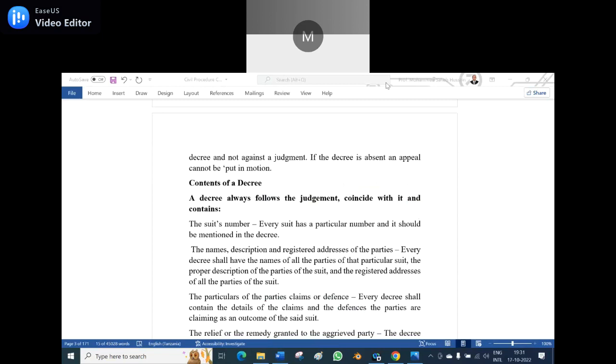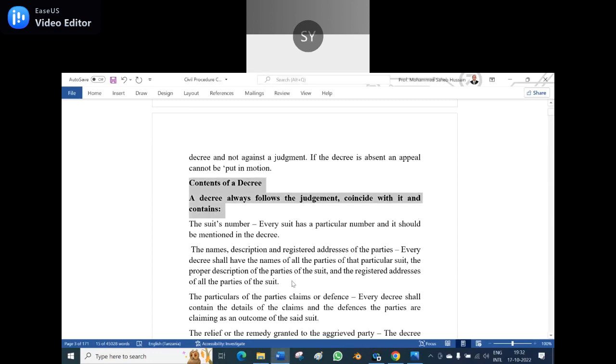Yes. Contents of a decree. A decree always follows the judgment, coincides with it, and contains the suit's number. Every suit has a particular number and it should be mentioned in the decree. The names, description, and registered addresses of the parties. Every decree shall have the names of all the parties of that particular suit, the proper description of the parties of the suit, and the registered addresses of all the parties of the suit.